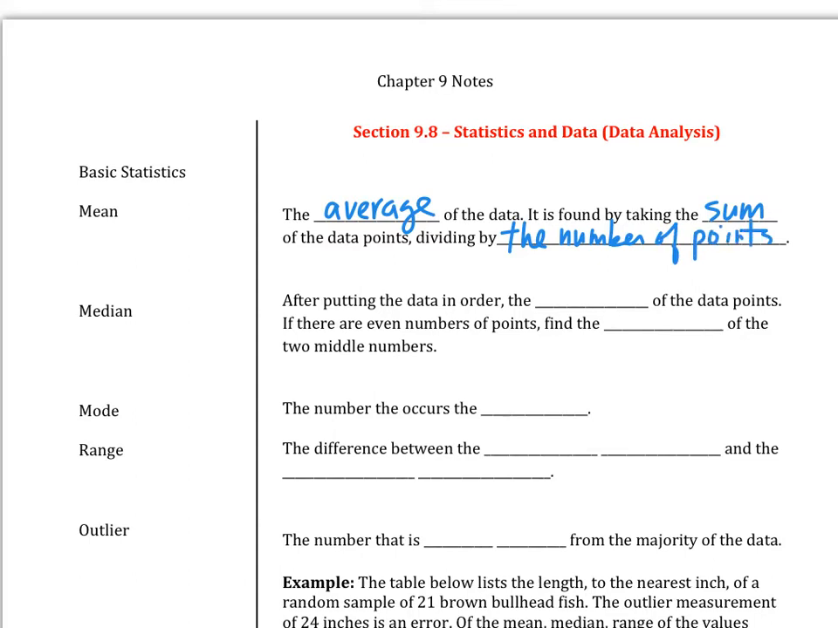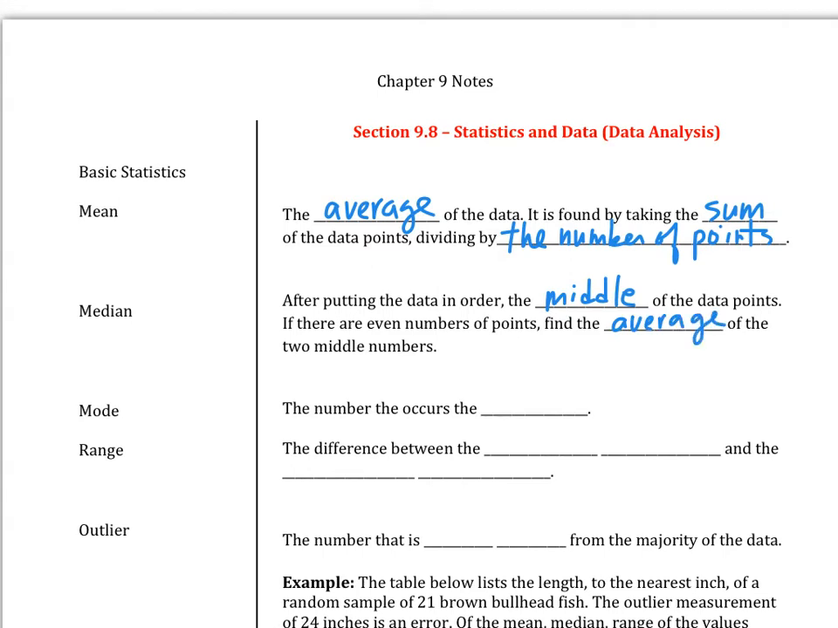Median. Median means middle. So what you want to do is you first have to put the data in order from the smallest to the largest, and then you find the middle of the data points. If there is an even number of points so that there is no true middle, then you would take the average of the two middle numbers.